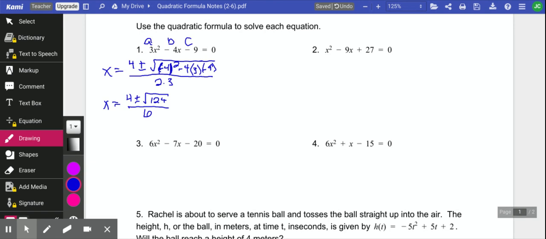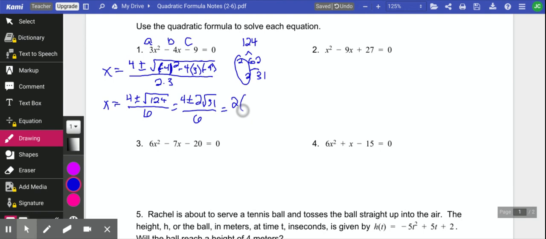We're not done. Now, the square root of 124, that's not a perfect square, but we can simplify it. Let's do a factor tree. 124 is 2 and 62, which is 2 and 31. So we can bring out a 2. So we have 4 plus or minus 2 root 31 stays in, all over 6.